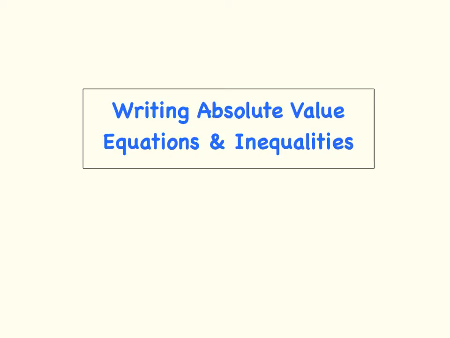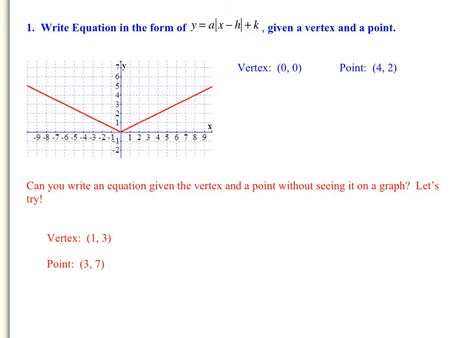In today's video, we are going to learn how to write absolute value equations and inequalities from a graph, when given a vertex and a point, and from a given situation. Now let's get started. When writing your equation from a graph, the first thing you want to do is identify the vertex. And then you want to identify a point on this graph. I've identified the point (4, 2).